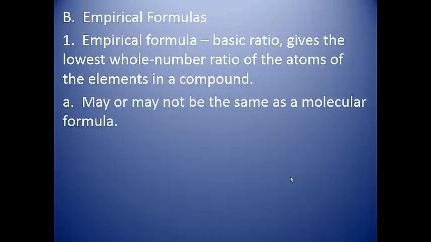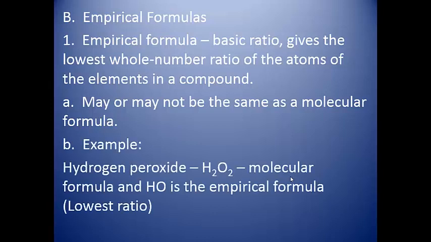So for instance, it also may or may not be the same as the molecular formula. Sometimes it is and sometimes it isn't. Let's just do an example here. Hydrogen peroxide is H2O2, and that's a molecular formula because it's telling you exactly how many hydrogens and how many oxygens. Now that's not at the lowest ratio of hydrogens to oxygens. We could actually reduce that down to just HO, and that would be an empirical formula.